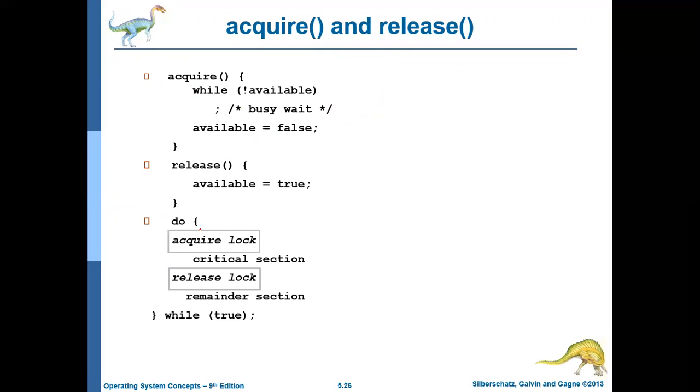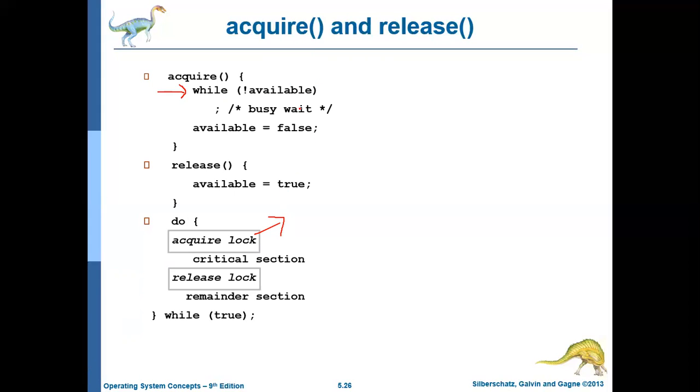Before entering the critical section, the particular process first executes acquire lock. If the lock is available, it will get the lock. Otherwise, it will keep on waiting through a spin lock until it gets it. Spin lock is nothing but a loop. This is called a spin lock or busy waiting. Here it will be busy waiting until the lock is available.